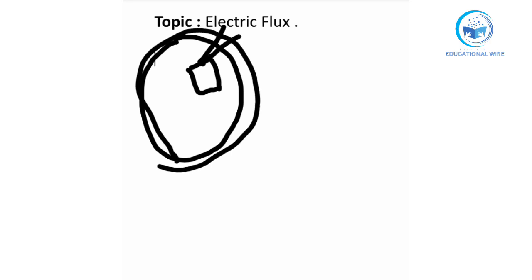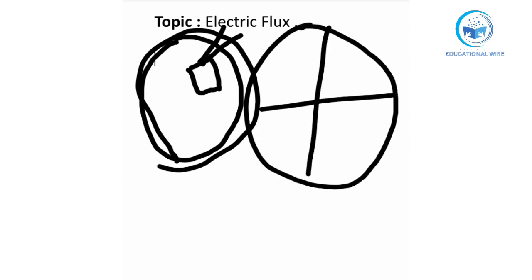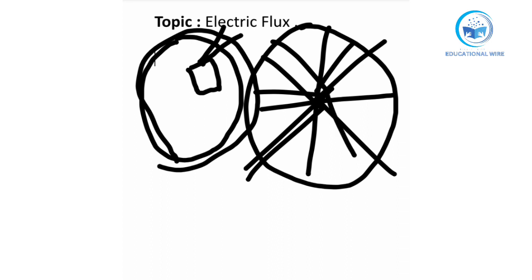So what we will do, we will take a small element of vector area and put it into electric lines of forces. Like these are electric lines of forces going here. This is a test charge. Here, if we put this small element near or far away from the charge, these lines of forces pass through the small element of area. This is called electric flux. It means the total number of lines of forces passing through a small element of vector area is called electric flux.